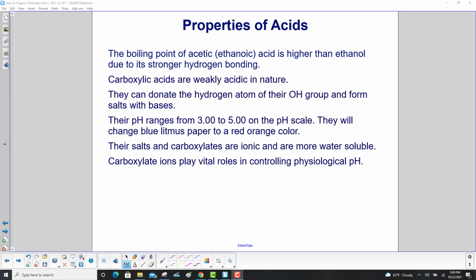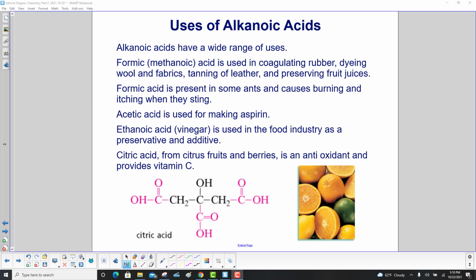Carboxylic acids are weakly acidic in nature. They can donate the hydrogen atom of their OH group and form salts with bases. Their pH ranges from 3 to 5 on the pH scale. They will change blue litmus paper to a red-orange color. Their salts and carboxylates are ionic and more water-soluble. Carboxylate ions play vital roles in controlling physiological pH.